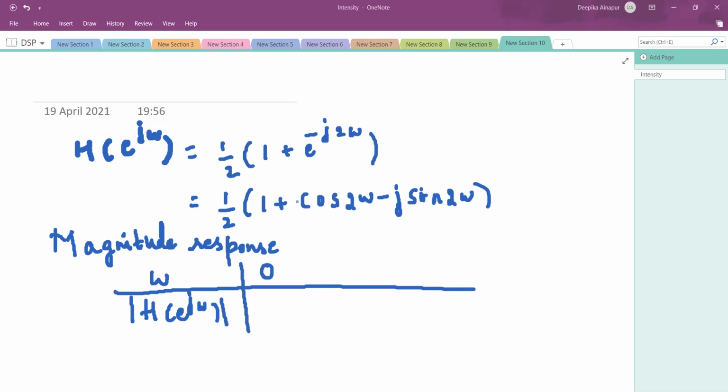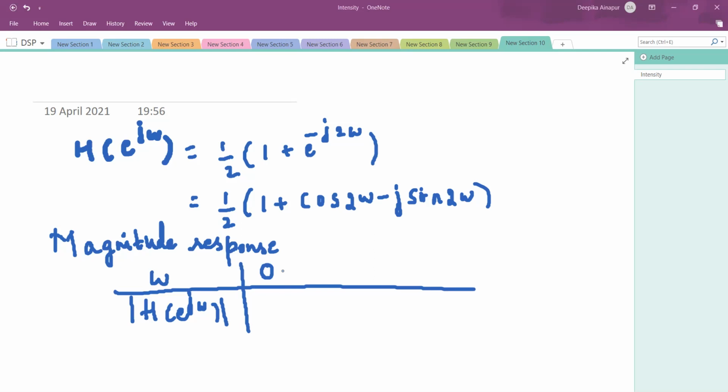I had left with this equation, right? Whatever this equation is, for this equation first we have to find out the frequency response, the magnitude response and the phase response. In this, first the magnitude response: how to find it out? Different values of omega we should take, and we have to find out the magnitude response.